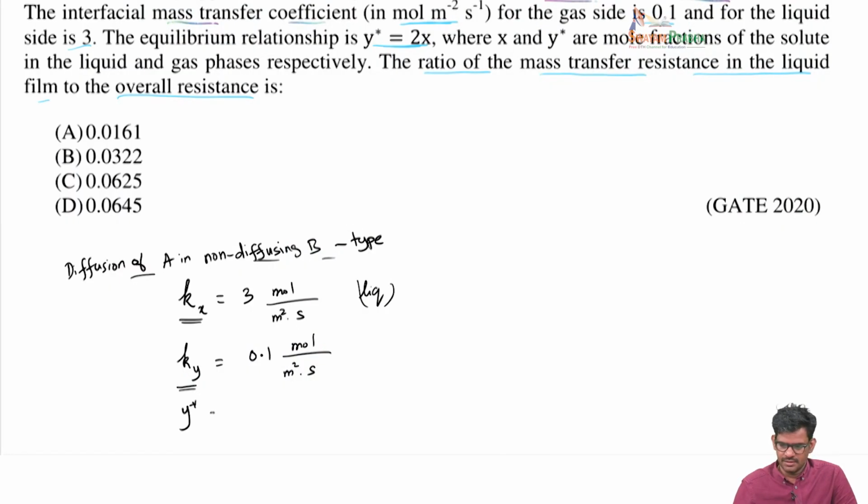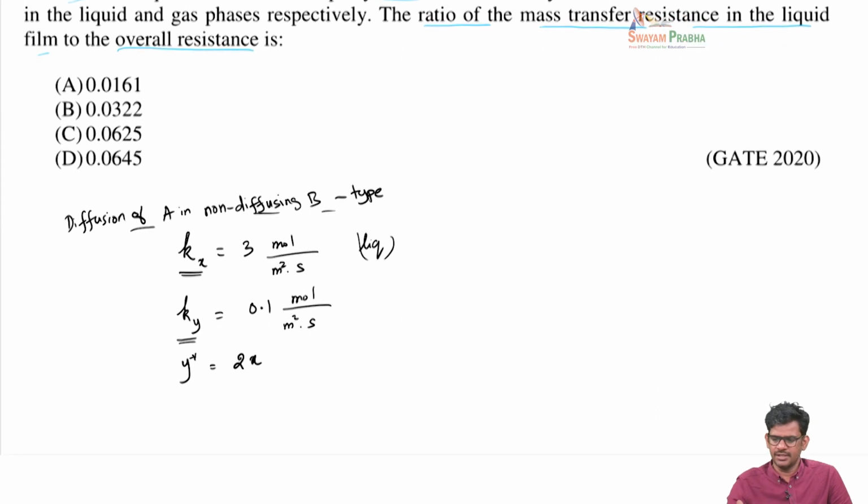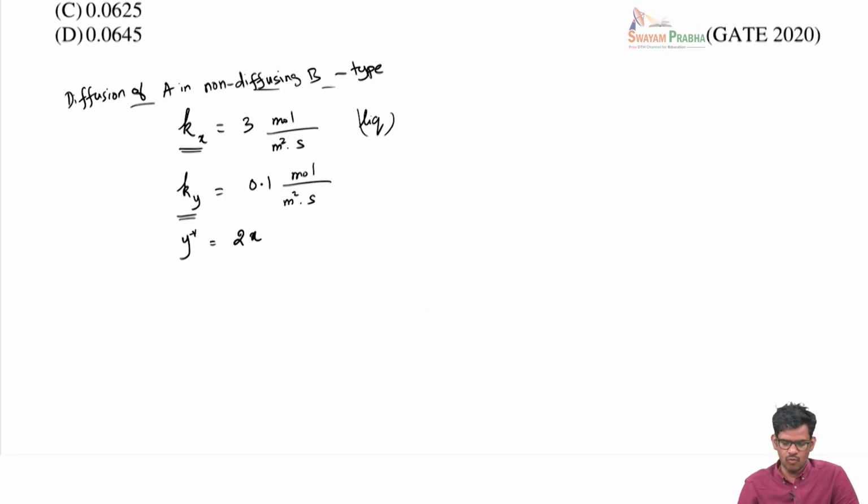So this is given, and what we are also given is the equilibrium line. So that is y star is equal to 2 times x. So this is also given to us. So now to understand the mass transfer resistance in the liquid side versus the overall resistance, first we will calculate the overall mass transfer coefficient, which I call capital KL. Okay, if you go back to your notes, you will see we have defined this as 1 over Kx plus 1 over M Ky.